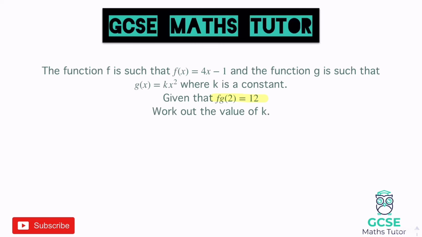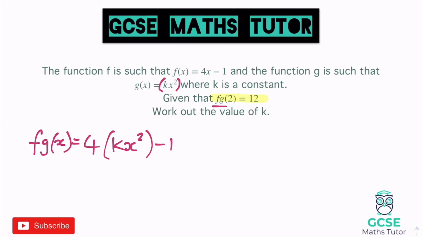Now, fg(2) means it wants us to sub g into f and then put the number 2 in. So if we go about doing that, let's put a bracket around g and put it into f. So if we do that, let's have a look. We get 4 lots of kx squared. Just write that a little bit clearer. 4 lots of kx squared, in brackets, and then take away 1. And it says that when we put 2 into that, it's going to equal 12. Well, there's our function fg(x). Let's just write that.